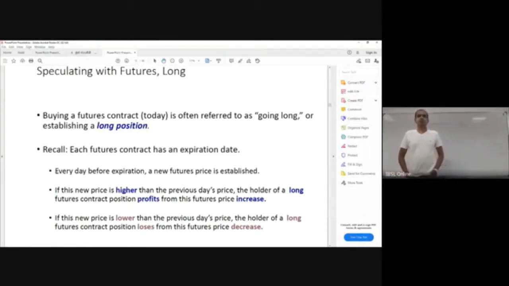Each futures contract has an expiry date. Every day before expiry, a new futures price is established. If the new price is higher than the previous day's price, the holder of a long futures contract profits from the futures price increase. Right? So if you are long and the price goes up, you benefit. If this new price is lower than the previous day's price, the holder of a long futures contract has position losses from the futures price decrease. Right? So daily mark to market. That's what it means.